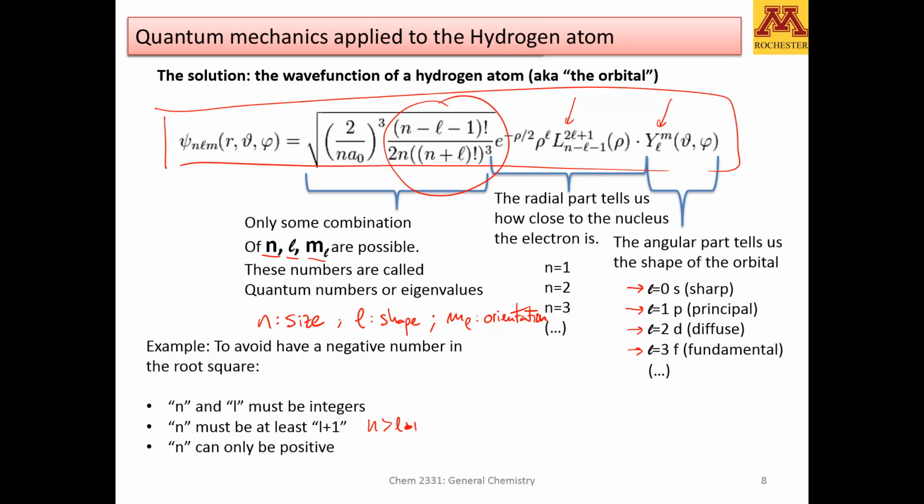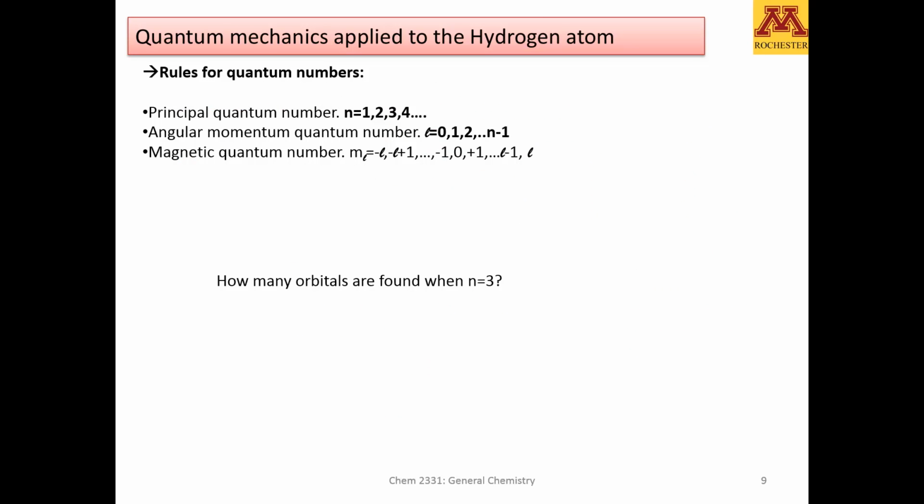Okay, so what are these rules? Let's put them all together. The rules: the principal quantum number n can be either 1, 2, 3, 4, and so on. First of all, an atomic orbital will be a specific selection of n, l, and m sub l. Can we choose any combination? No. These are the specific restrictions of quantum numbers that we are talking about.